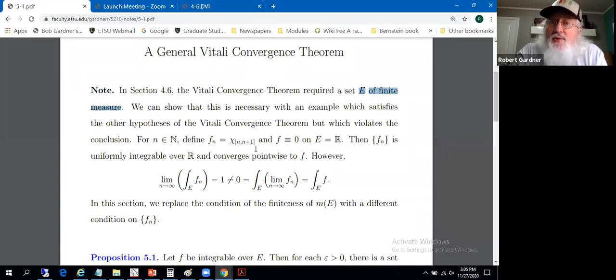So the integrals are all 1. They're even Riemann integrable, in fact. And the limit function is the 0 function. The function, let's call it f, identically equal to 0 throughout the whole real line. And this collection of functions is uniformly integrable. If I choose a set of sufficiently small measure, the integral of f sub n over that set can be made as small as you like.